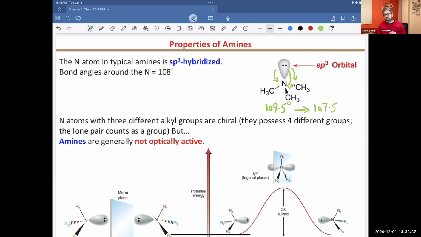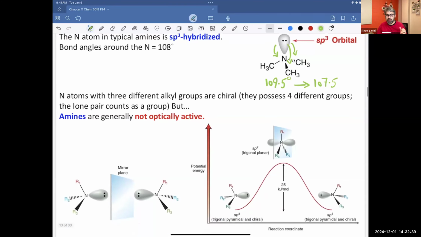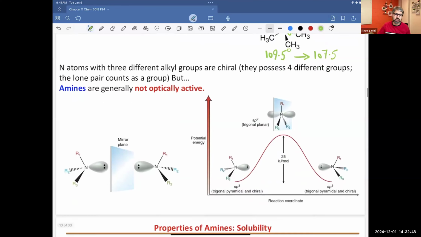But that lone pair also plays a huge role in the stereochemistry of the molecule and also the acidity and basicity of the amine. When it comes to optical activity, imagine you have a tertiary nitrogen with three different substituents, R1, R2, R3, and the fourth substituent is the lone pair. So I have a nitrogen with four different groups, and because they are different, the nitrogen will be a stereocenter.